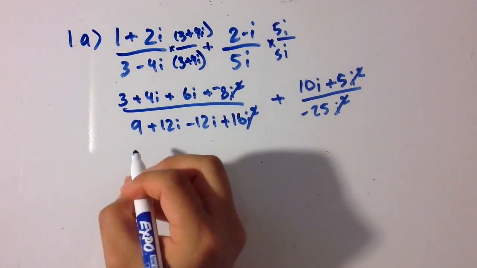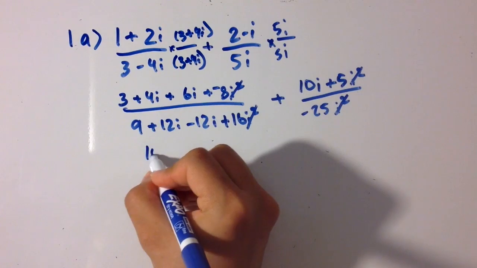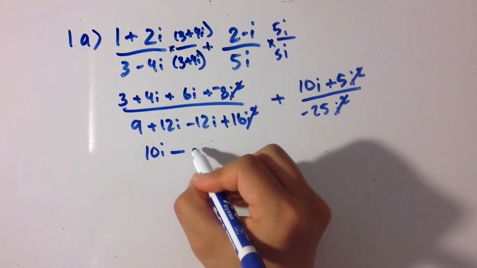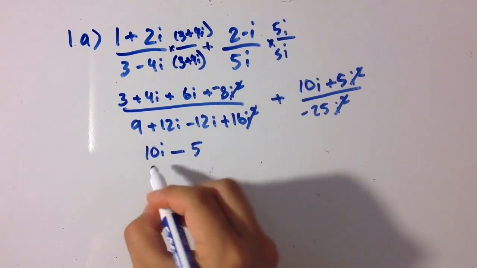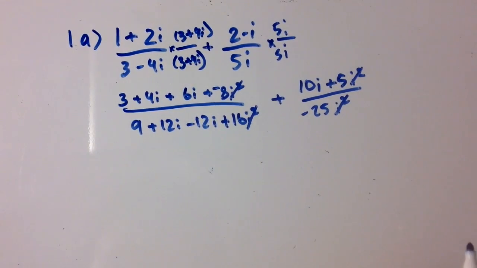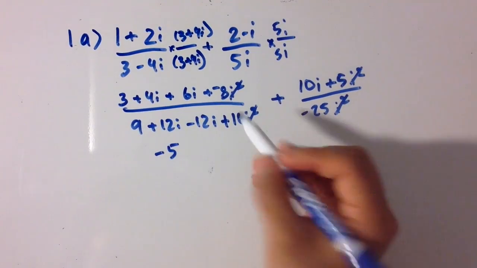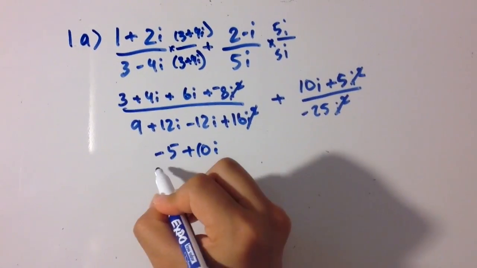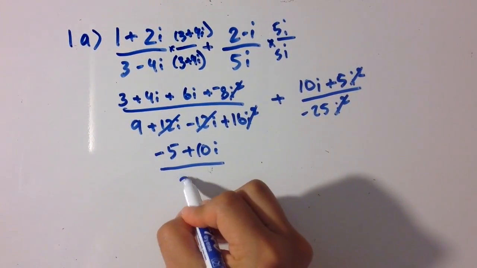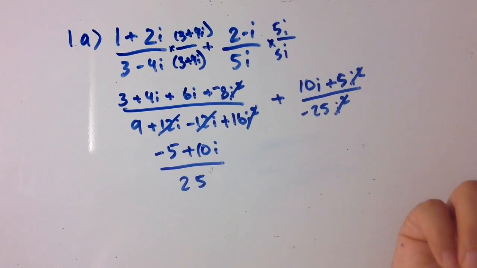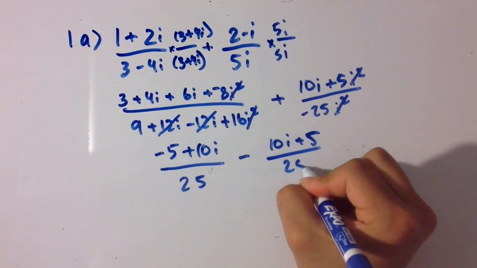So then simplifying things out, we get 10i minus 5i, minus 5. Okay, then simplifying everything out, we get here minus 5 plus 10i. Here the 12i's cancel and we have 25 in the denominator. And for this term we have minus 10i plus 5 all divided by 25.